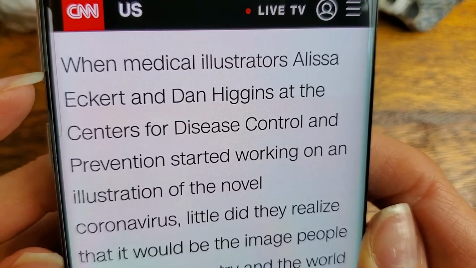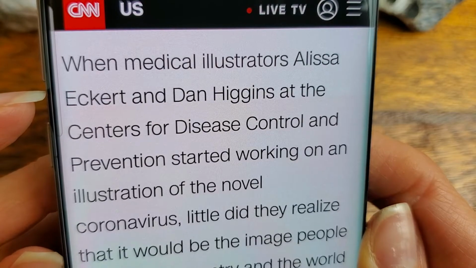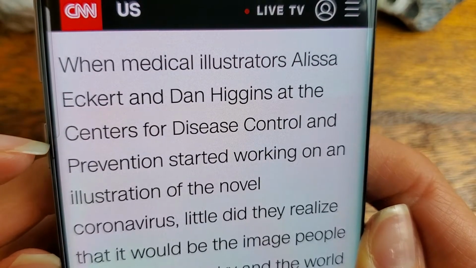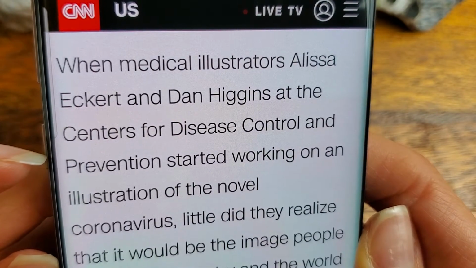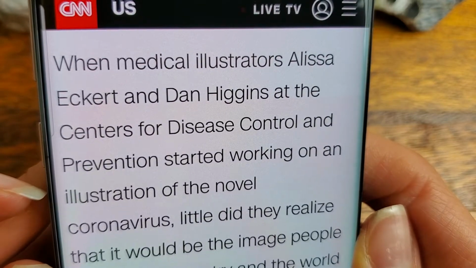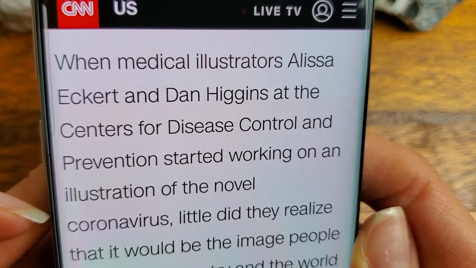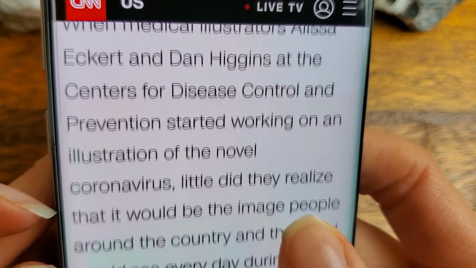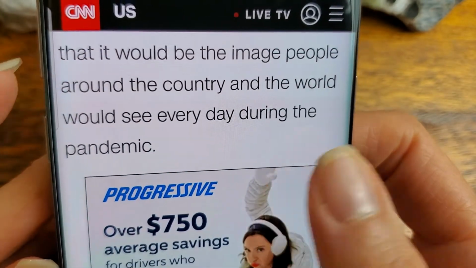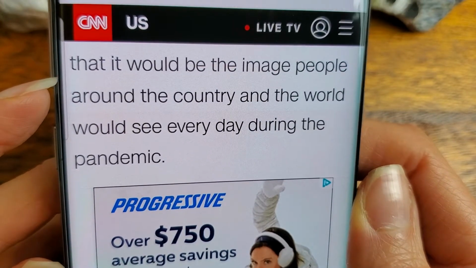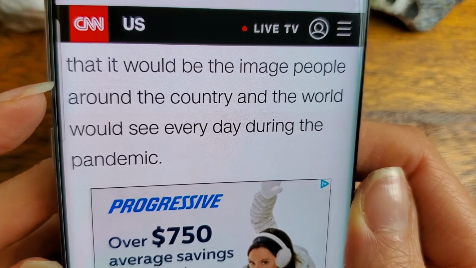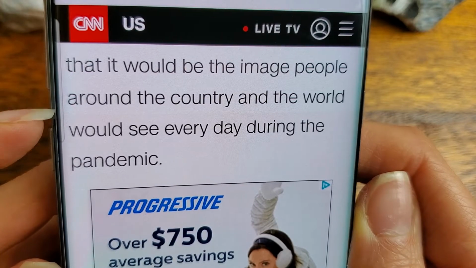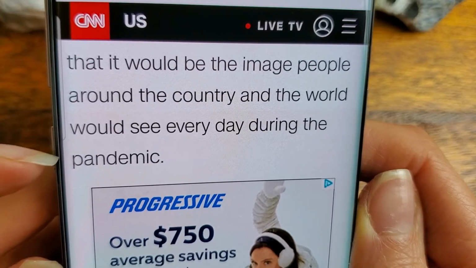When medical illustrators Alyssa Ecker and Dan Higgins at the Centers for Disease Control and Prevention started working on an illustration of the novel coronavirus, little did they realize that it would be the image people around the country and the world would see every day during the pandemic.